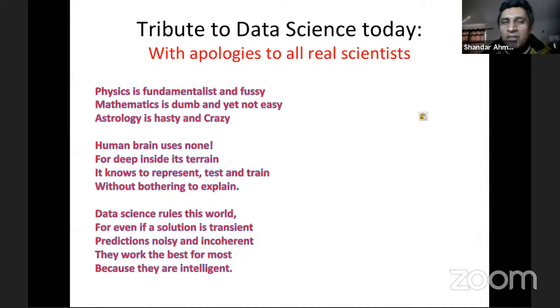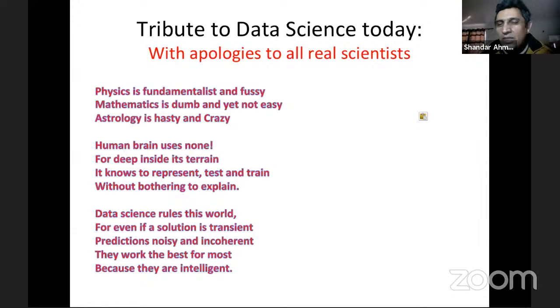And fussy. Mathematics is dumb and not yet easy, but because mathematics is very accurate, it tries to identify the models and do things in an analytical manner, and to know how things are related to each other. Astrology, on the other hand, can draw conclusions too fast. From a very small set of observations, it can arrive at a conclusion. So astrology is hasty and crazy.